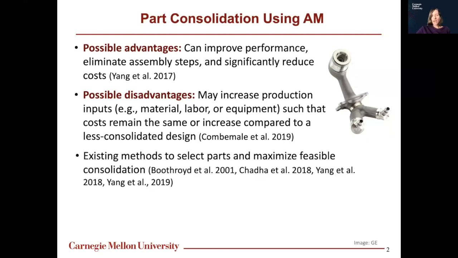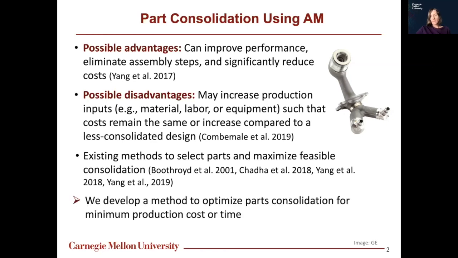That can offset the potential production cost advantages that we might be able to see from parts consolidation. Prior work had examined methods to select parts for consolidation using AM and to maximize the amount of consolidation that was feasible to maintain part performance, but it hadn't looked at trade-offs of consolidation with other enterprise objectives, such as production time and costs. So we developed a method here to optimize parts consolidation to minimize production costs or time, as is important for the user in their context.